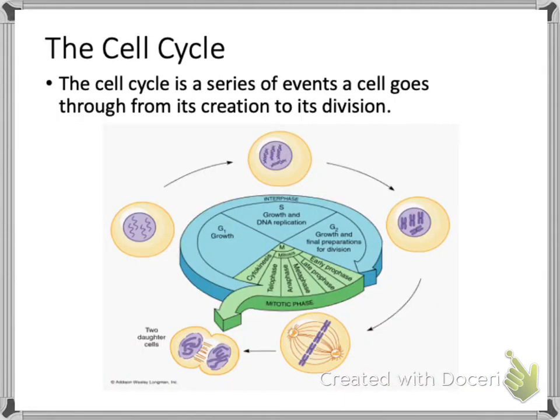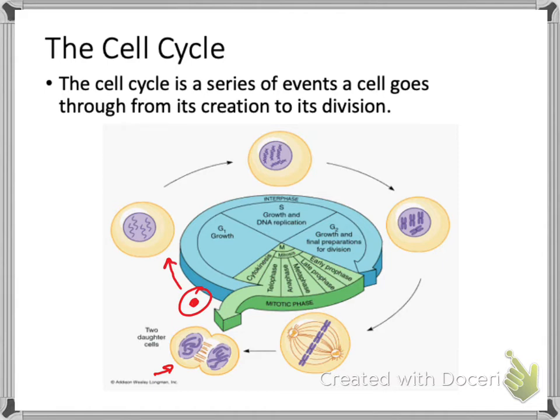So, what exactly are the stages that a cell goes through when it is preparing to divide? Well, that is called the cell cycle. The cell cycle is a series of events that the cell goes through from its creation to its division. So here you can see at this point, we are creating new cells. This new cell is going to progress through a series of steps.